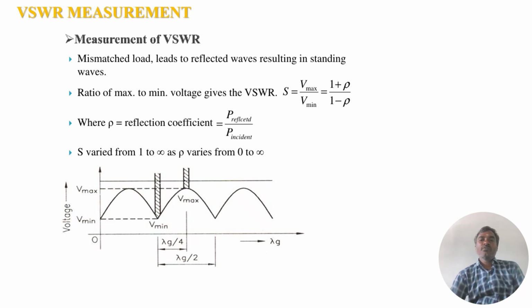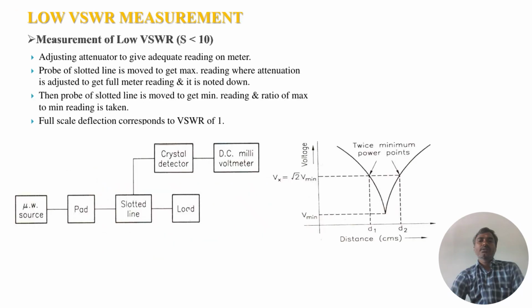VSWR equals Vmax by Vmin, which is equal to (1 plus rho) by (1 minus rho). Rho stands for reflection coefficient. The value of VSWR may vary from 1 to infinity. The VSWR measurement is classified into two types, low VSWR and high VSWR. If the value is less than 10, it falls under the low VSWR category. If the value of VSWR is greater than 10, it comes under the high VSWR category.